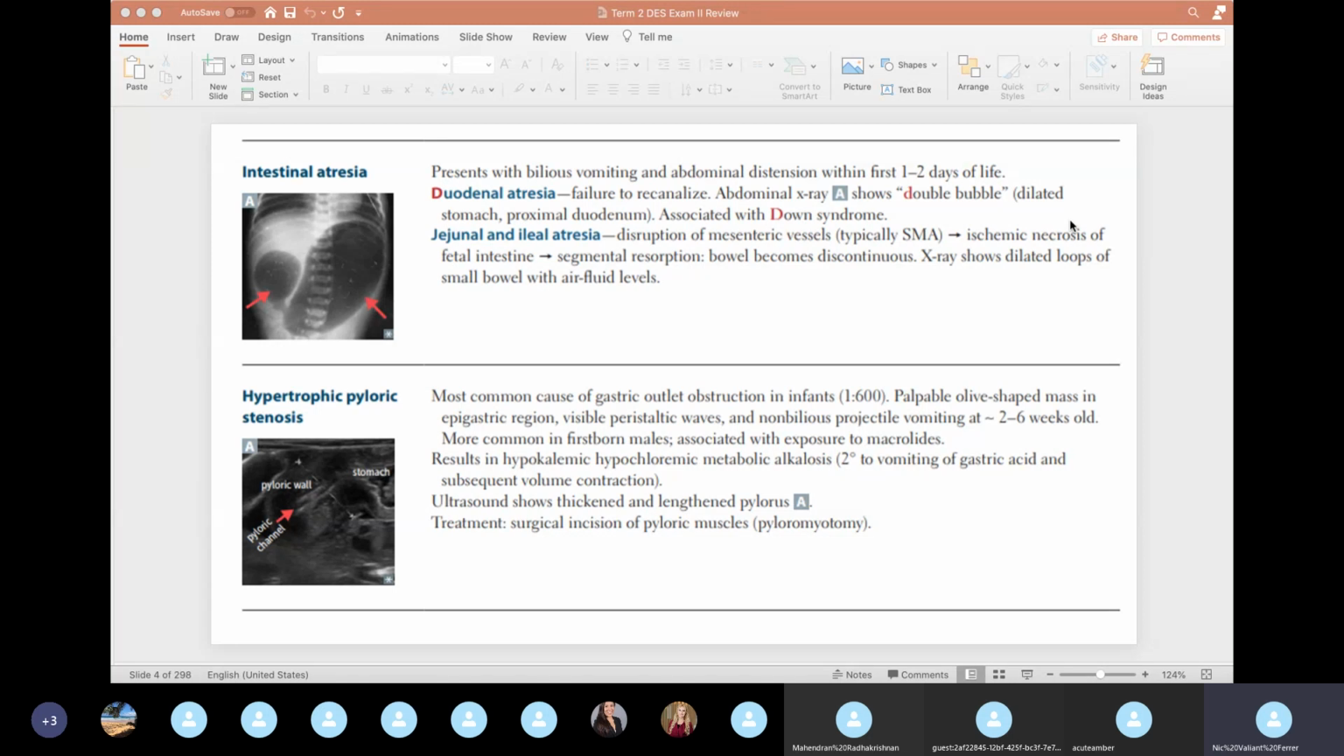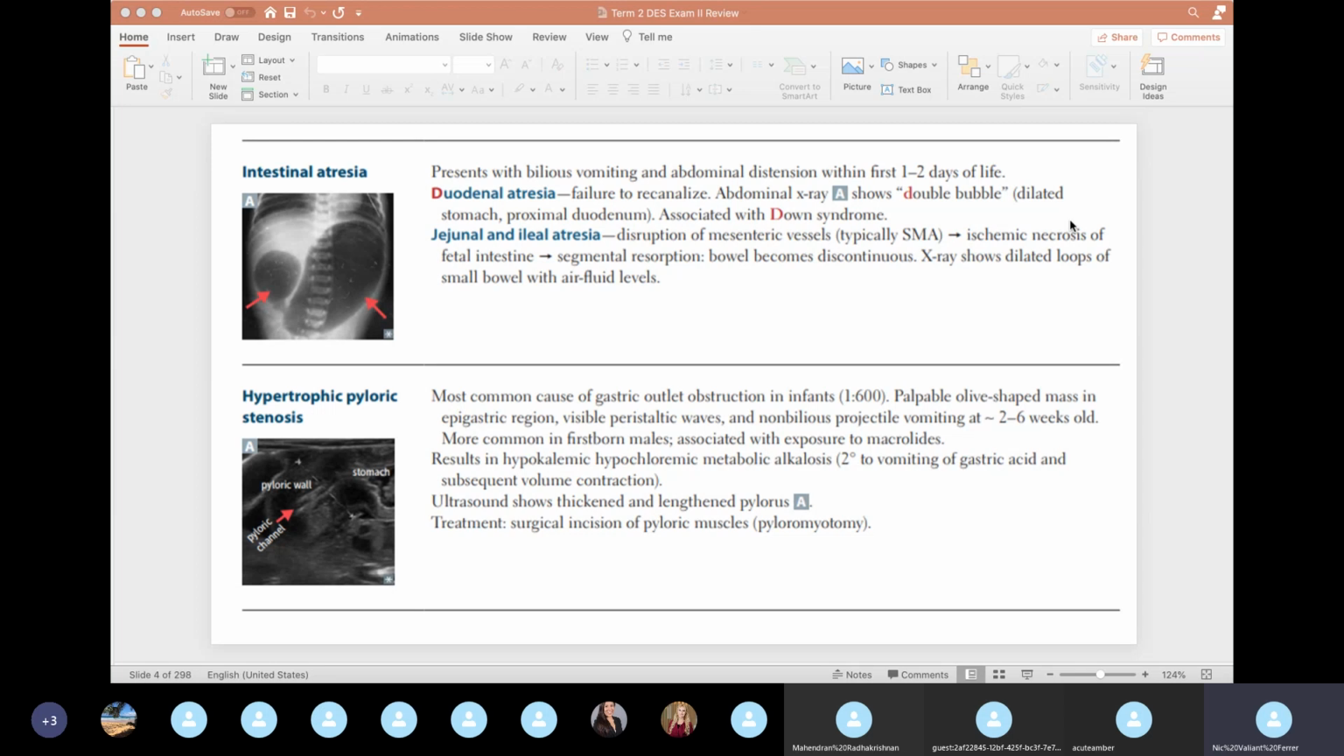You can also see visible peristaltic waves and, high-yield, non-bilious projectile vomiting at 2 to 6 weeks old. More common in what? Firstborn males. This is associated with exposure to macrolides, your erythromycins. This results in metabolic alkalosis. Don't forget from term 1. Why? Because you are vomiting gastric acid, right? Metabolic alkalosis. You are vomiting gastric acid, and then the body tries to compensate, so you can develop volume contraction.